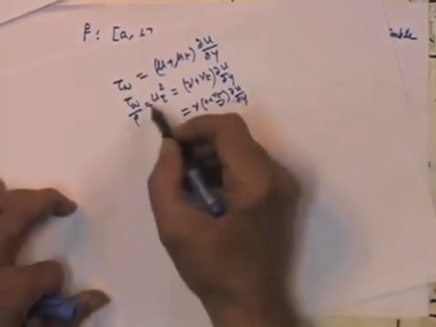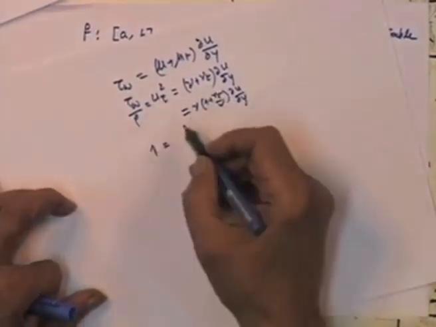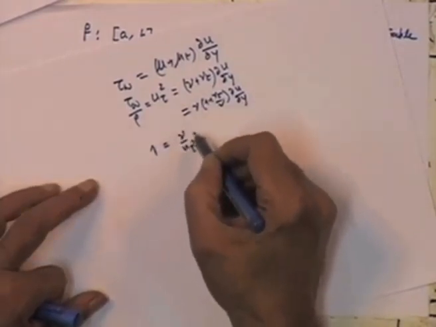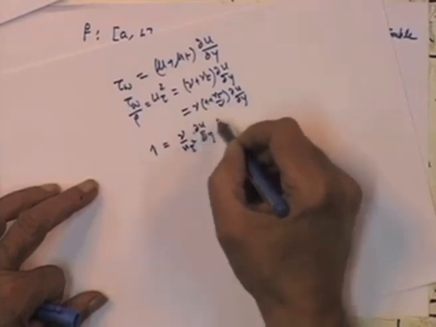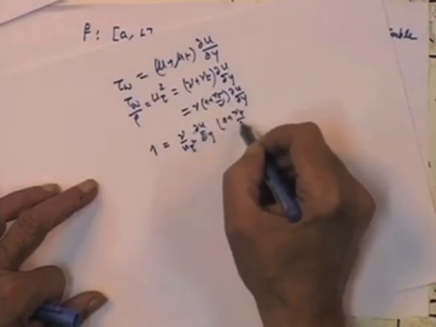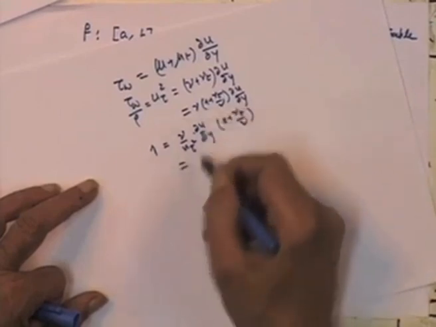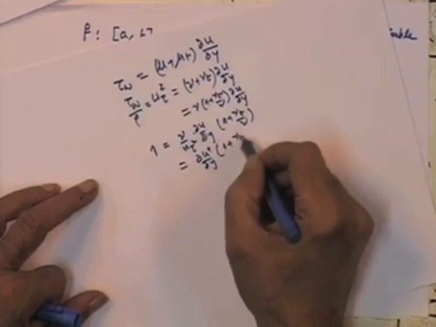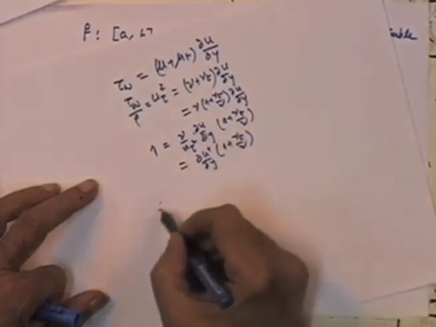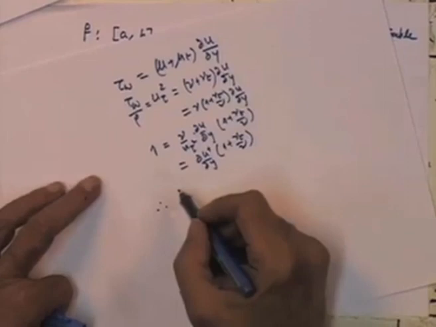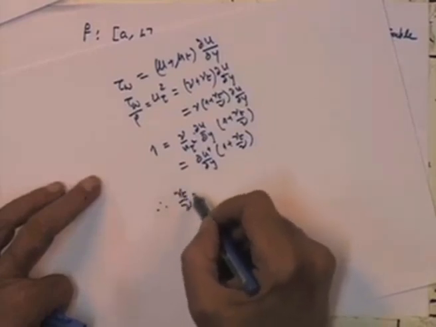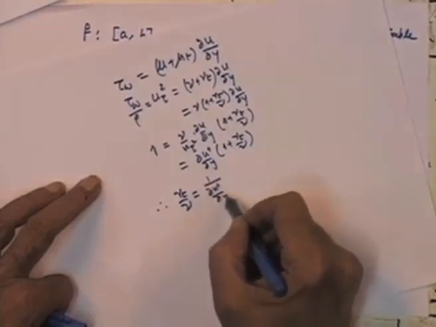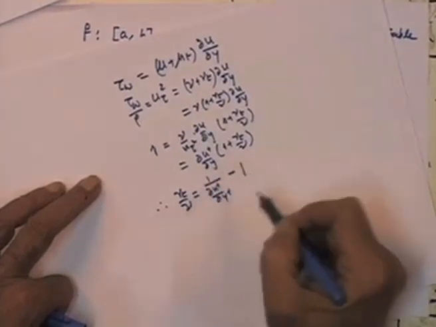And therefore you will see that 1 will equal nu by u tau squared into du by dy into 1 plus nu t by nu, and this is nothing but du plus by dy plus into 1 plus nu t by nu, and therefore you will notice that nu t by nu will be simply 1 over du plus by dy plus, minus 1.